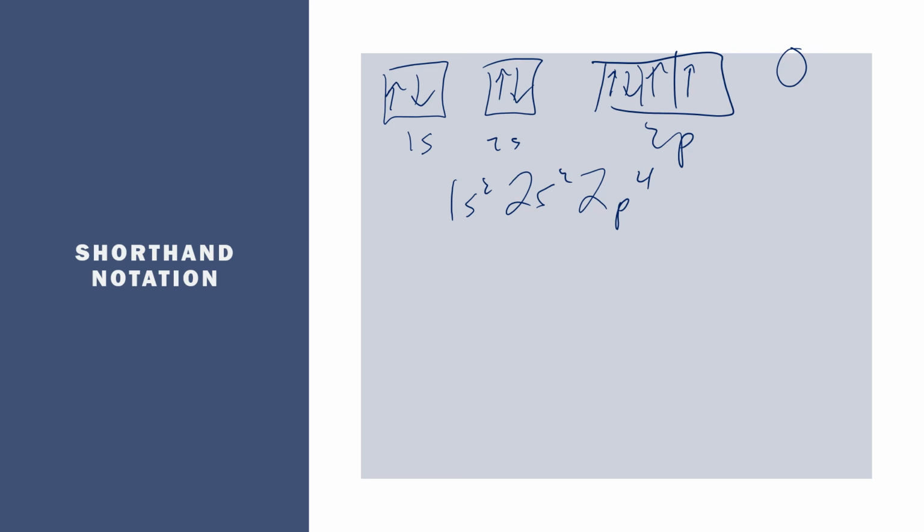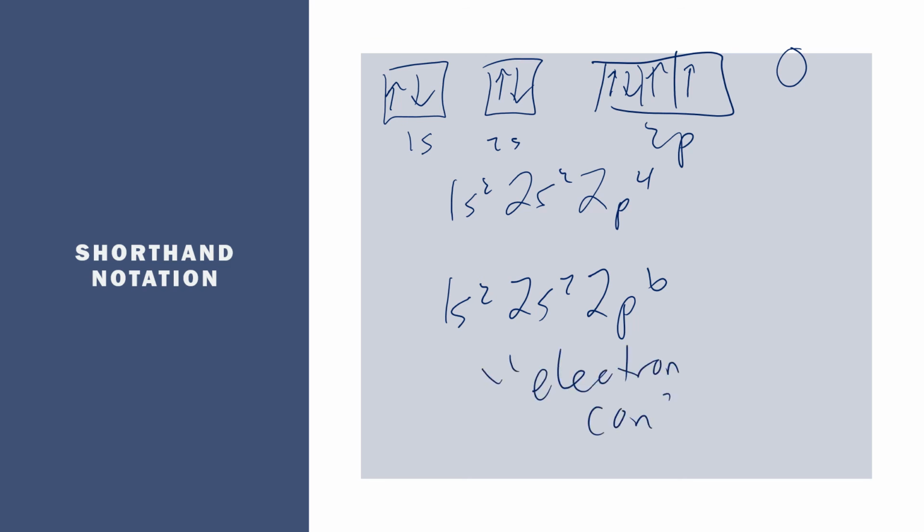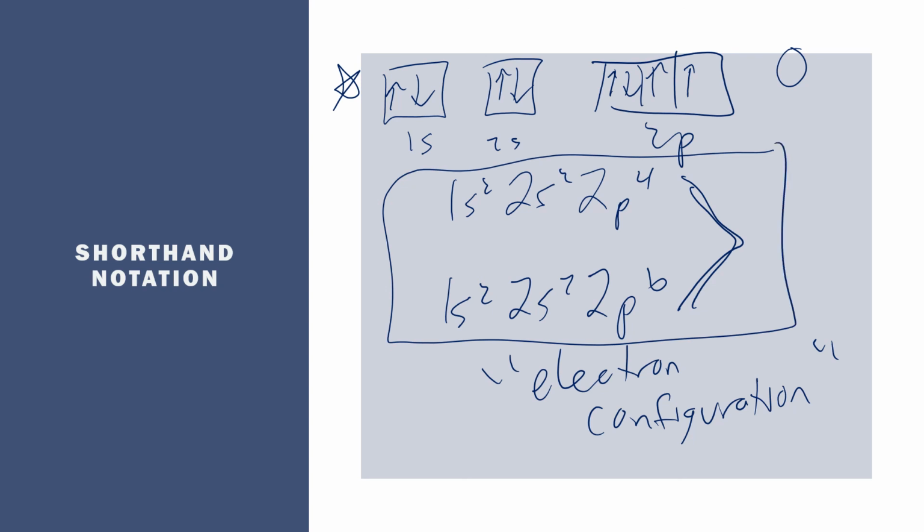Neon, the same way. You would do 1s2, 2s2, 2p6. Most of the time when they're asking you for an electron configuration, this is what they mean. This is what they're looking for. They'll specifically say an orbital diagram if they want you to draw the boxes and arrows, but most of the time they want this, which tells you the energy level, which is the number, the shape of the orbital, which is the s, p, d or f, and the number of electrons in that sublevel, which is the exponent.